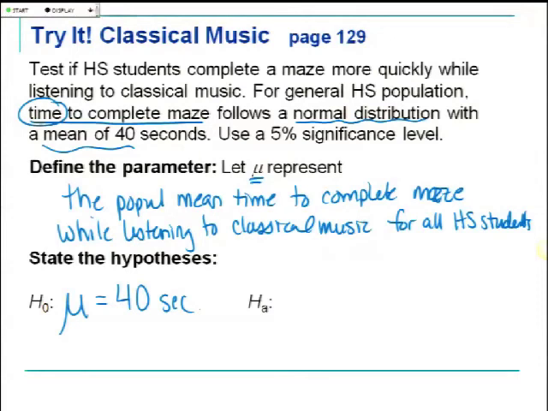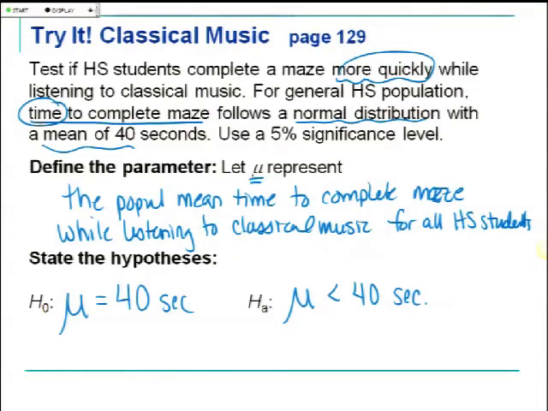What is the theory we're trying to put to the test here? They would do it more quickly. Does more quickly mean larger? No. More quickly in time means less. So watch that the direction here of more quickly doesn't mean it's greater than. It actually means the time is smaller. So there's the hypothesis. It's one-sided to the left.